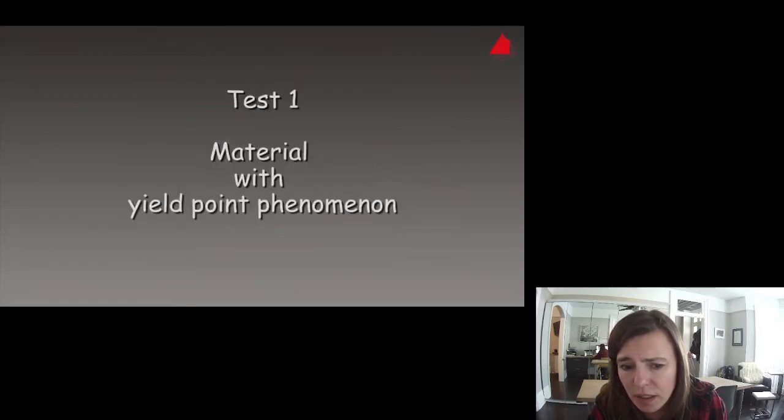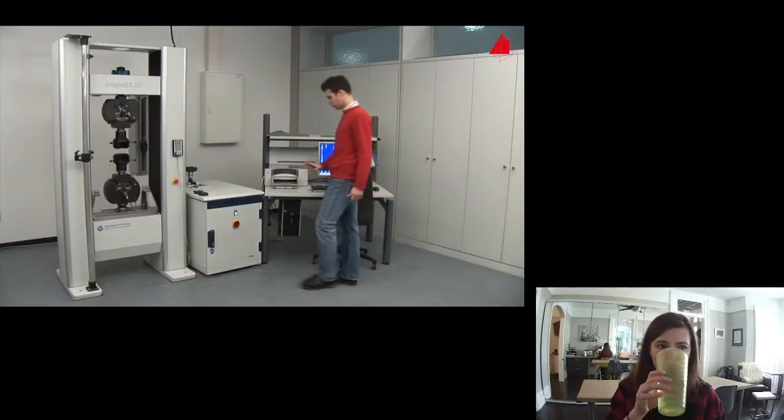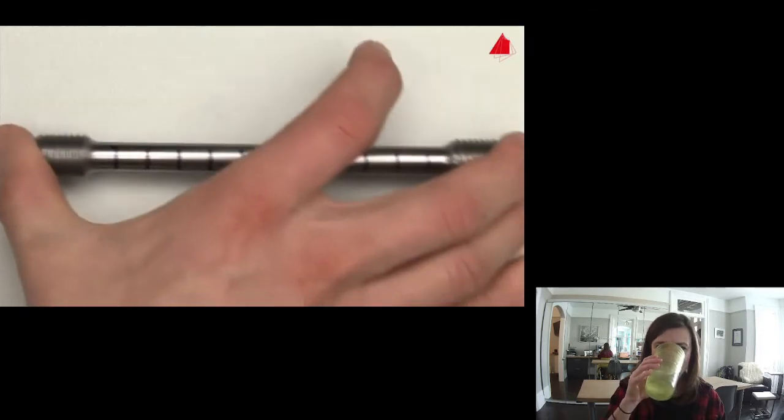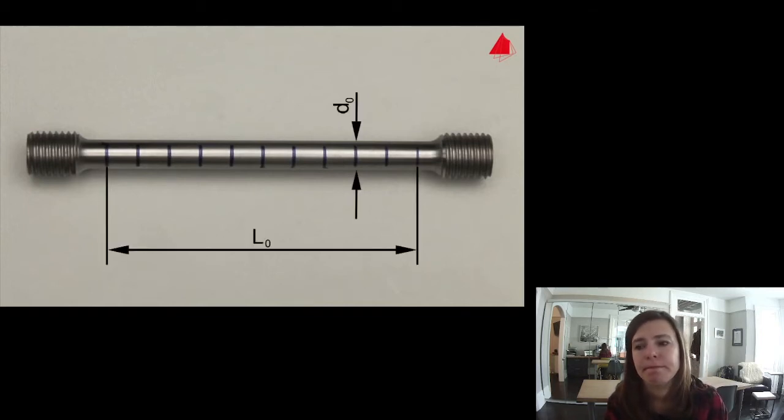The tensile test. First test, material with yield point phenomenon. In the first tensile test, a plain carbon steel with yield point phenomenon is to be tested. This is the test piece. It has a cylindrical test region with an original diameter of 10 millimeters and an original gauge length of 100 millimeters. Within this test region, distance marks have been drawn at regular intervals. They help to visualize and measure the plastic behavior of the specimen.